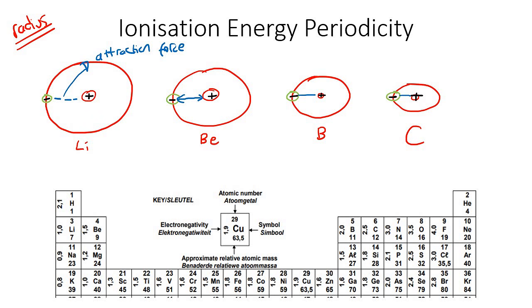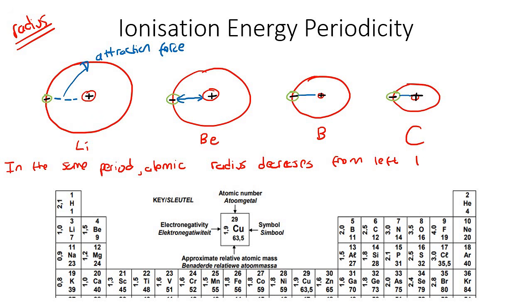But when they're further apart, it's not such a strong attraction force. So we can make a little summary now. We can say something like, in the same period, atomic radius decreases from left to right. Okay, we know this already.